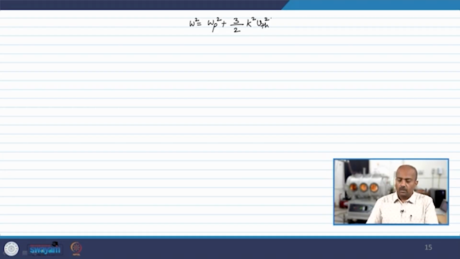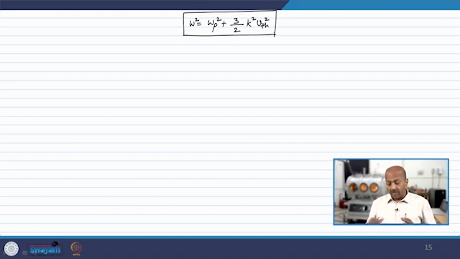Now, if you want to understand more features about this dispersion relation, like I said before, the dispersion relation tells you all the required information about the plasma wave or any wave. So, we have omega square equals omega p square plus 3 by 2 k square Vth square. So, in the next class, we will try to understand the graphical representation of this dispersion relation and what kind of inferences can be drawn from the graphical representation.